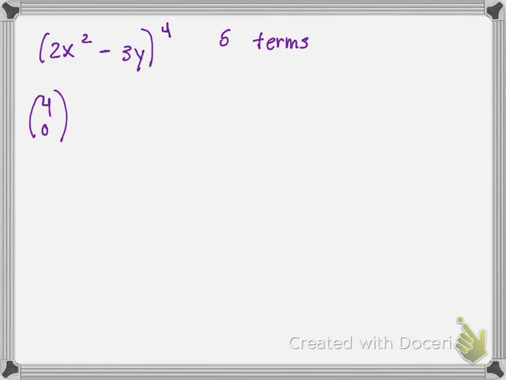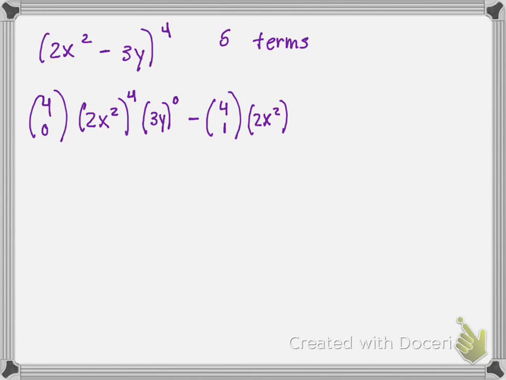So your first term is going to be 2x squared raised to the 4 minus 0, which is 4, times 3y raised to the 0. And then we're still alternating because it's a minus sign. So we're going to do minus 4, 1, and then we're going to do 2x squared, and 4 minus 1 is 3, so we're going to do the third, times 3y to the 1 because the bottom term is 1. And then remember we're still alternating, so then we get a plus sign.